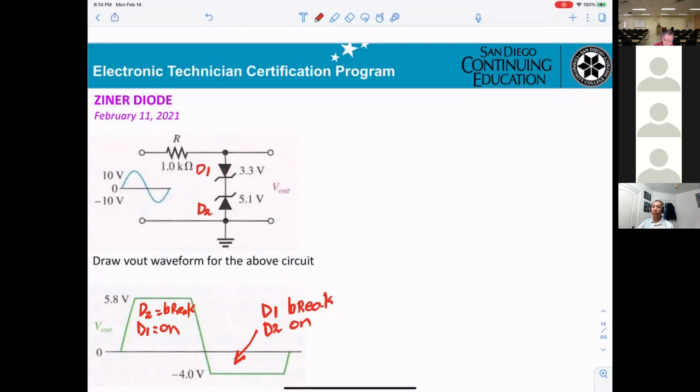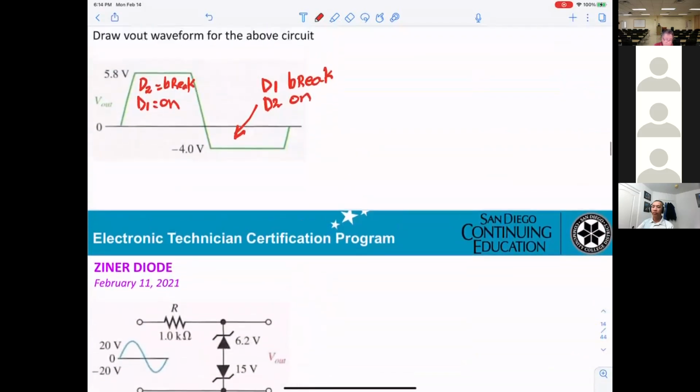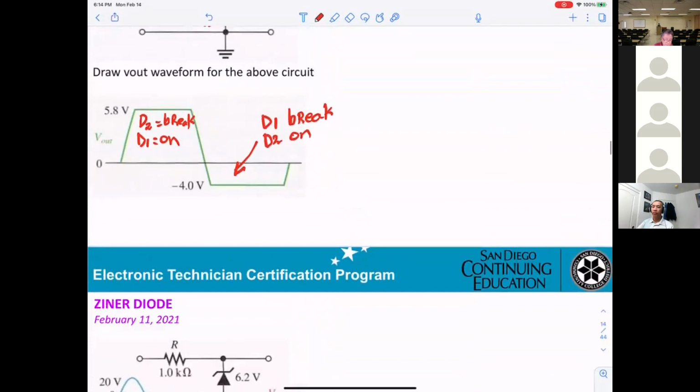Okay. Mr. Pham, so when we're doing these problems like this, if we run into a problem, it's best to use the MultiSim 7, correct? Yeah, normally you can use MultiSim 7. Okay. Thank you.